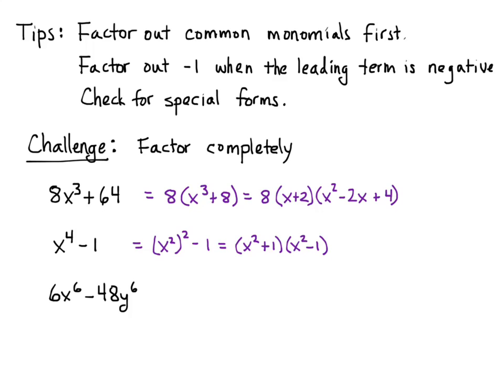Okay, so we have that there. Now this last one, can anybody suggest an approach? What's the first thing that we do here? What would be the first thing? Take out a 6. Take out a 6, great. Okay, so then we would end up with 6 times x to the 6th minus 8y to the 6th. Okay, now what about this now?